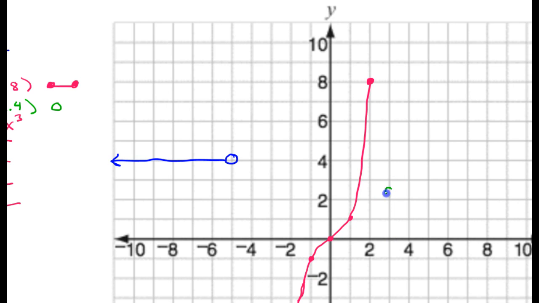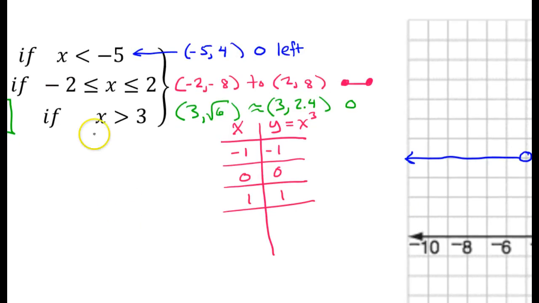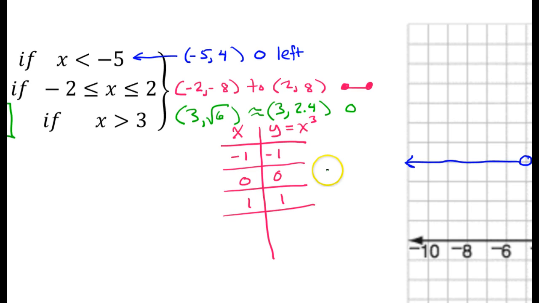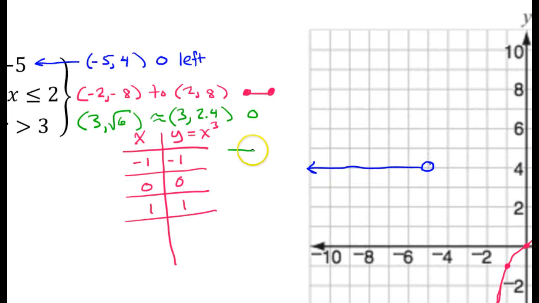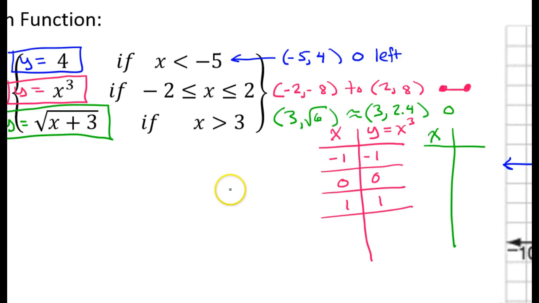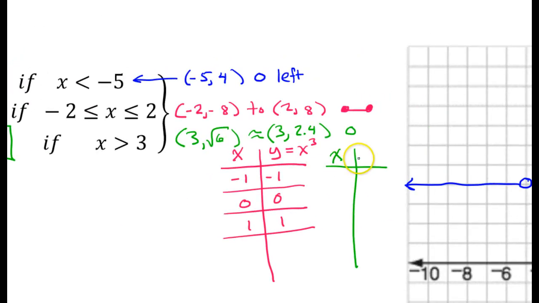2.4 open circle. Okay, so something like that. Now, because we want the x values to be greater than 3, when we make our chart for this, let's make a little chart. So we have x values, and then what was this? The square root of x plus 3. So we have the square root of x plus 3.